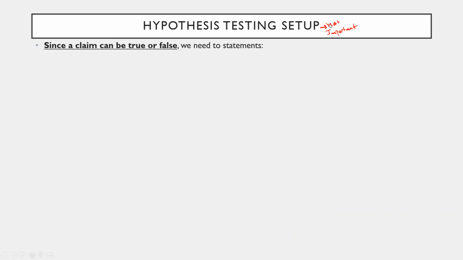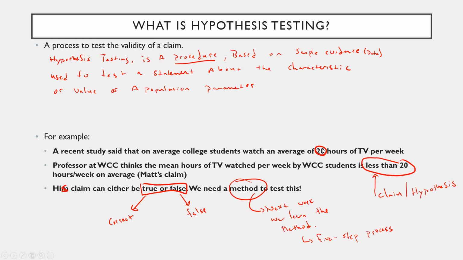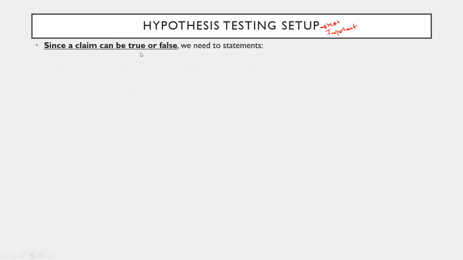So when I make a claim like this one, that you guys, WCC students, watch less than 20 hours of TV per week, my claim can either be true or false, right? Like I'm either correct or incorrect. So when you set up a hypothesis test, you always need 2 statements. And the first statement you need is what's called the null hypothesis.